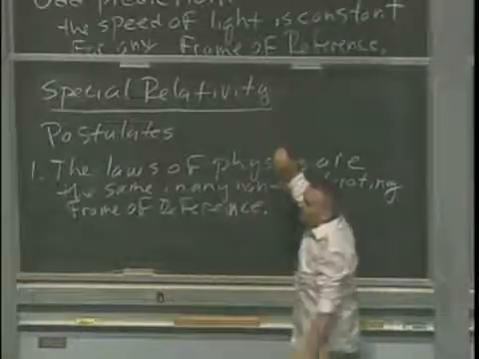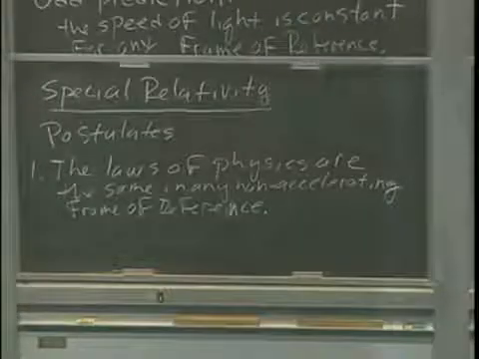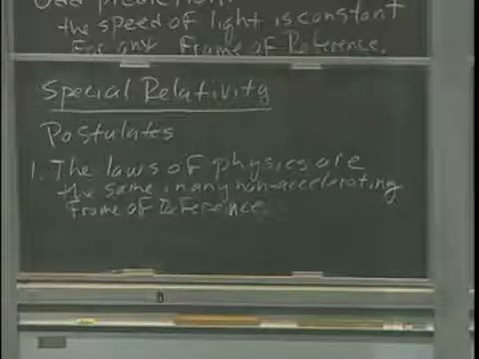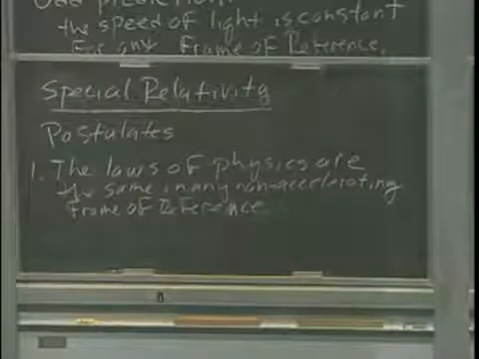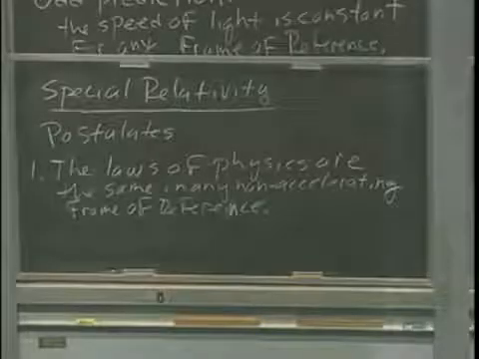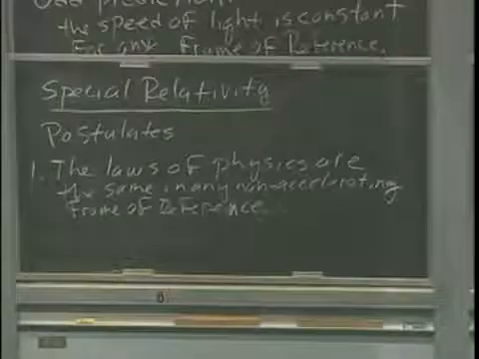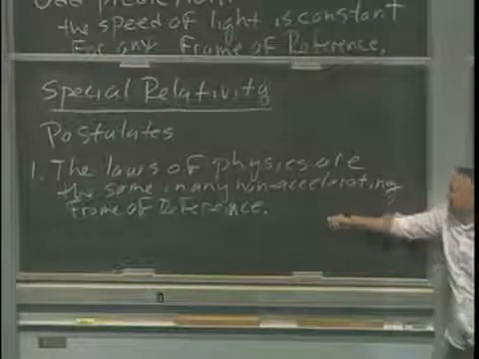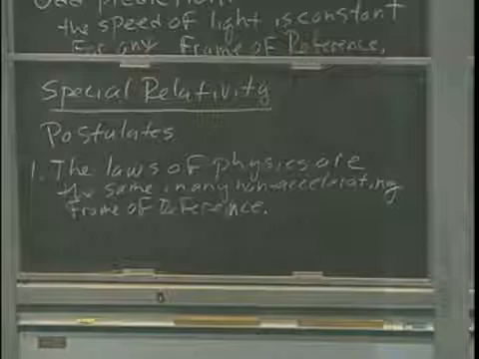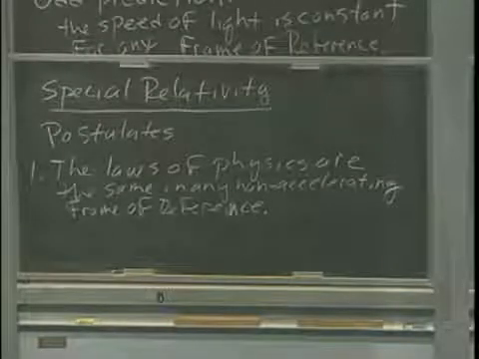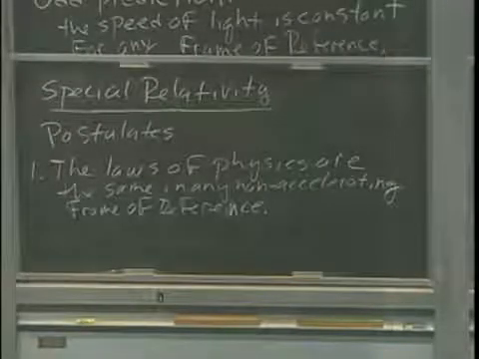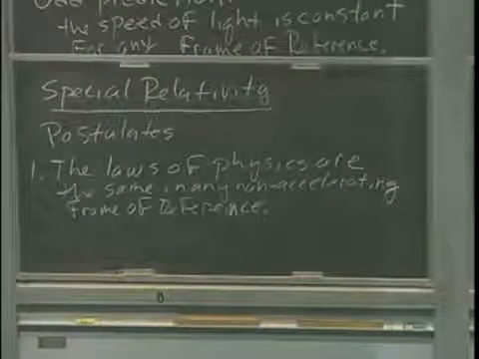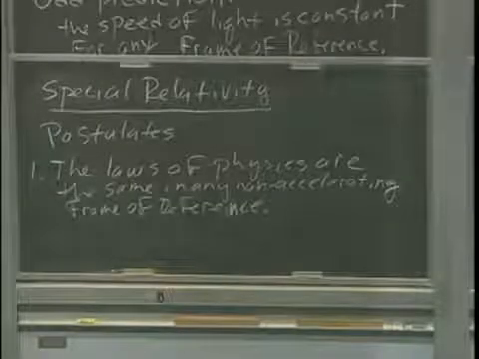Most physicists were interpreting that prediction as somehow telling us that there actually was a special frame of reference. There was this ether frame of reference where the speed of light was constant, and we just weren't very good yet at discovering where that was. So Einstein's first postulate, the laws of physics are the same in any non-accelerating frame of reference, is basically saying, if you read between the lines, that no, there is no ether frame of reference. Any frame of reference is equivalent to any other frame of reference, and laws of physics are the same in all of them.